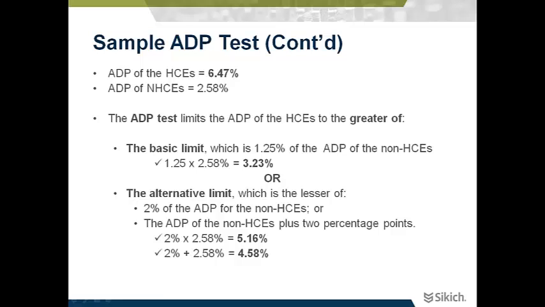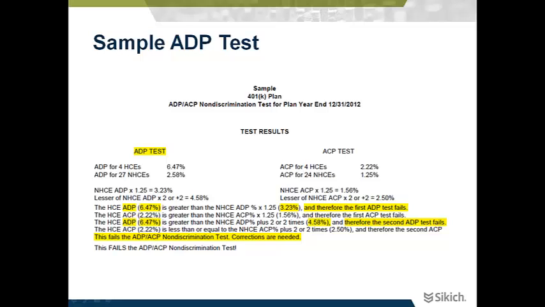So which is the lesser in the alternative limit? That would be 4.58. So then we compare 3.23 to 4.58, and which is the greater? That would be 4.58. So as you can see, our sample ADP test agrees with our manual calculations. This plan fails the ADP ACP non-discrimination test, both the basic limitation and the alternative limitation.